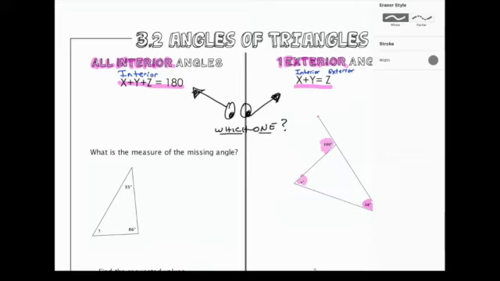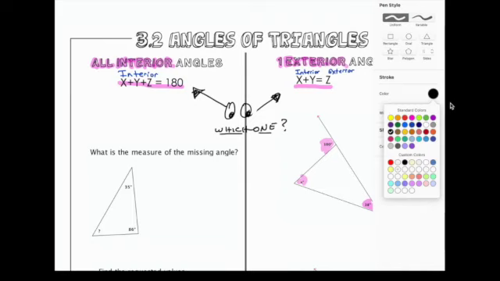So the very first thing you're going to do is figure out which one. I'm going to go ahead and leave that there. But so which one? Okay, we're back to here.